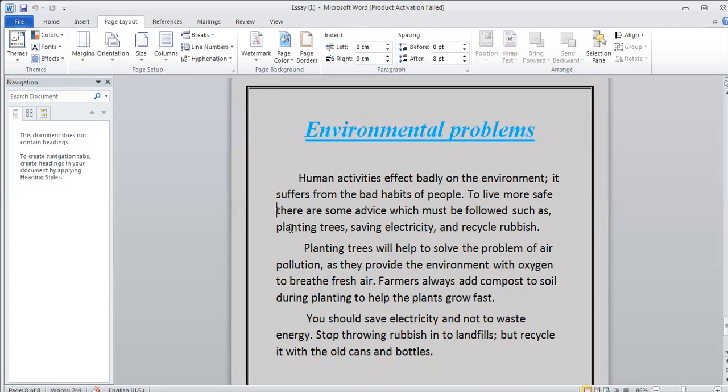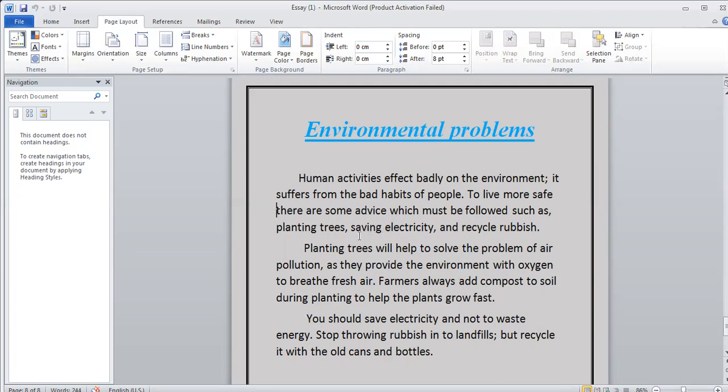We take the first idea, for example, and start to make an explanation for it, explain it and give it an example. Planting trees will solve the problem of what? Of air pollution. Why? As they provide the environment with oxygen to breathe fresh air, right? Farmers always add compost to soil during planting to help the plants grow fast. Okay, and what about the other two ideas?